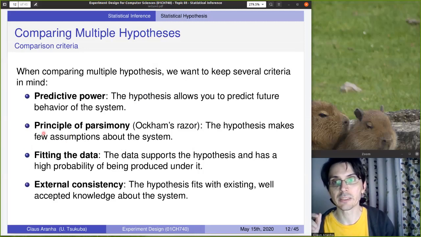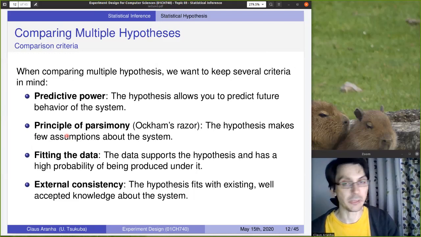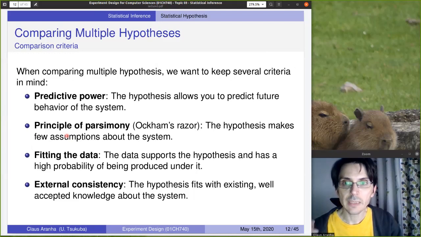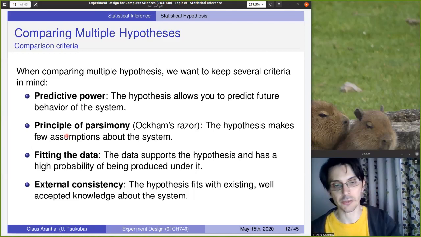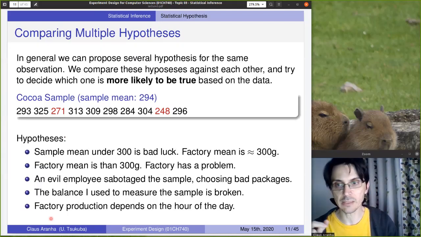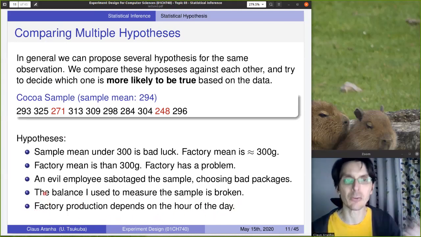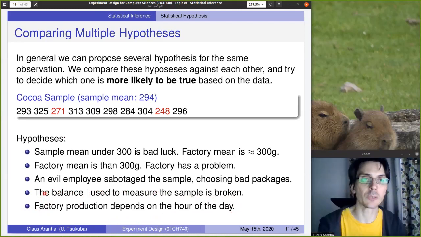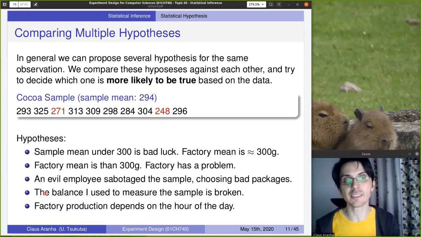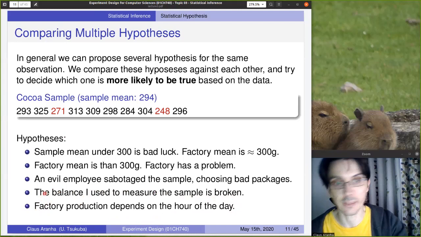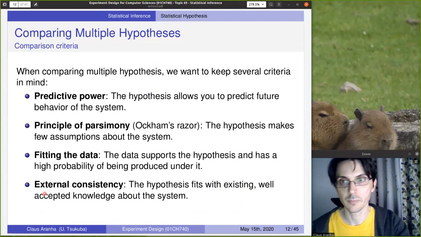The second principle is the principle of parsimony, also known as Occam's razor. This means that when two hypotheses are equal, the simplest one is usually better. So this means hypothesis number five, which depends on the hour of the day, is including extra information. If we can get the same predictive power with a simpler hypothesis, in general, we want to favor the simpler hypothesis that does not include extra information.